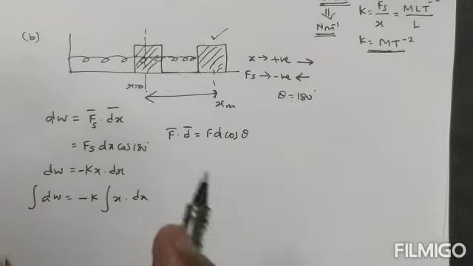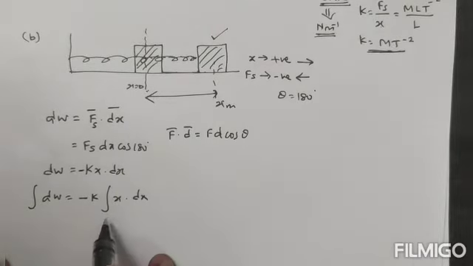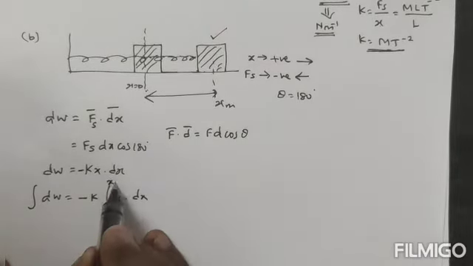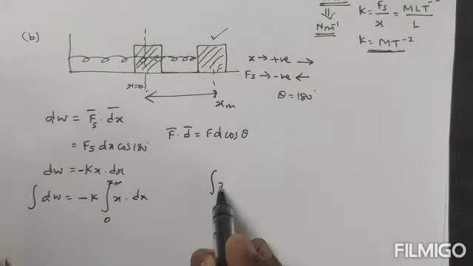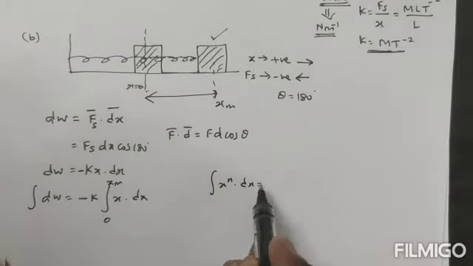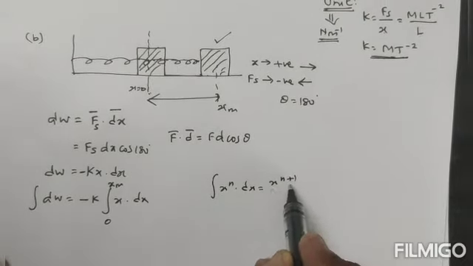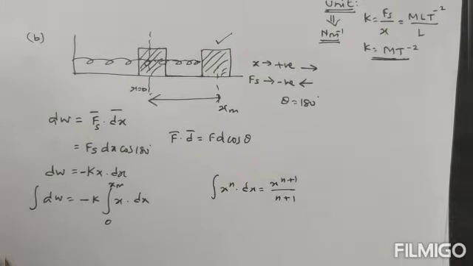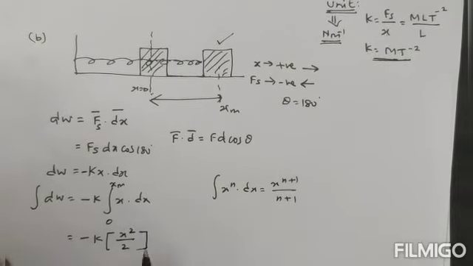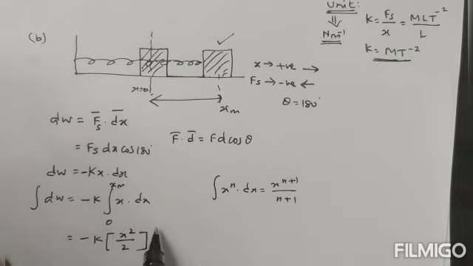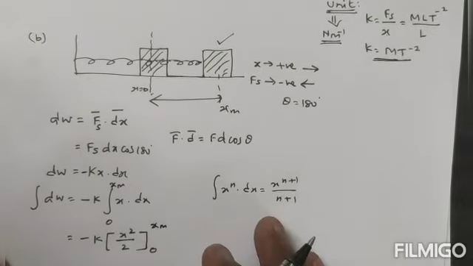We integrate from x equal to 0 to x maximum. We know the formula: integral of x power n dx is equal to x power n plus 1 divided by n plus 1. It's a basic formula. According to that formula, I can write minus k into x squared divided by 2. Then we can apply the limit, 0 to xm.